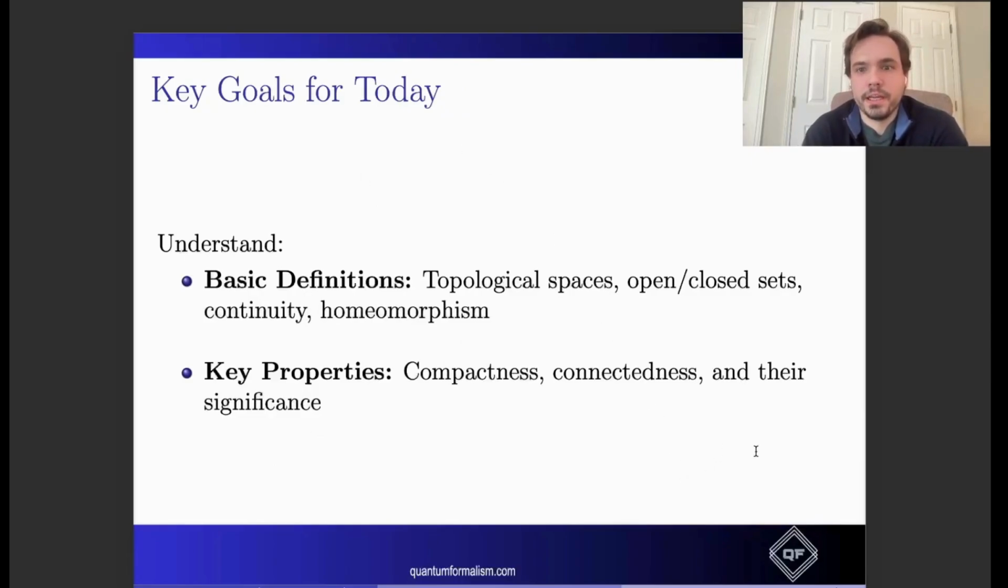So our key goals for today throughout this lecture are to talk about some basic definitions, and build up a mental cheat sheet for the things we're going to see in upcoming lectures. So we'll talk about topological spaces, which are our abstract building blocks, and open and closed sets, which are the fundamental objects within a topological space. Continuity, which is the key property of functions between topological spaces, and then homeomorphisms, which are our notion of equivalence of topological spaces. And then some key properties like compactness and connectedness, which we haven't talked about yet, and another one called Hausdorffness.